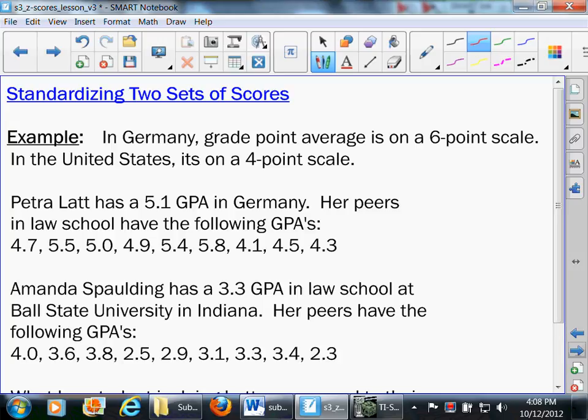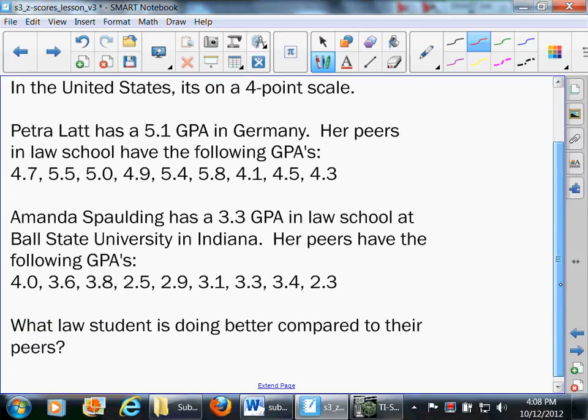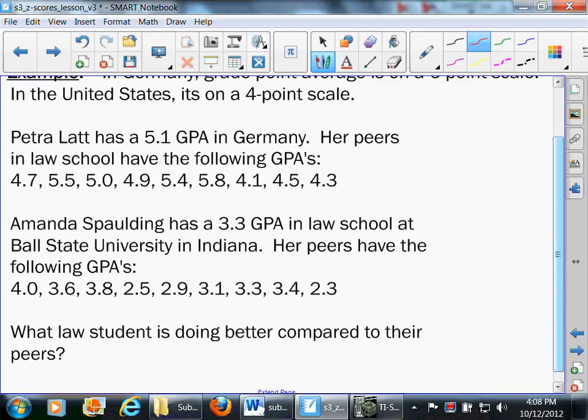In Germany, grade point average is on a 6-point scale. In the United States, it's on a 4-point scale. Petra Latt has a 5.1 GPA in Germany. Her peers in law school have the following GPAs. Amanda Spalding has a 3.3 GPA in law school at Ball State University in Indiana. Her peers have the following GPAs. The question is, which law student is doing better compared to their peers?